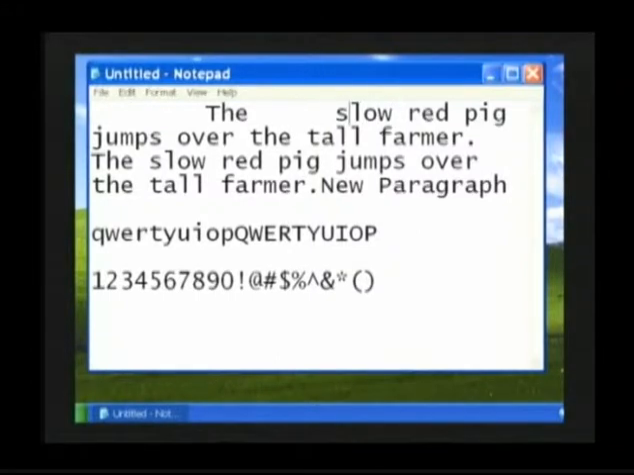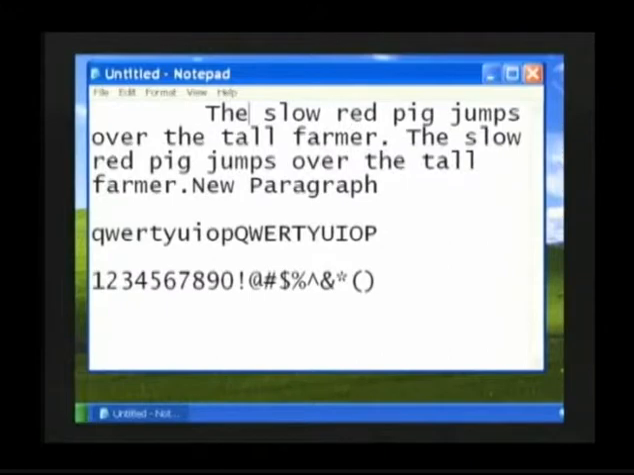Now let's place our blinking cursor after the word "the" in the first sentence. Where is the extra blank space located? The extra blank space is located to the right of the blinking cursor. To erase the blank space, press your delete key 1, 2, 3, 4, 5 times, and we have remedied the situation of having too many spaces between words.